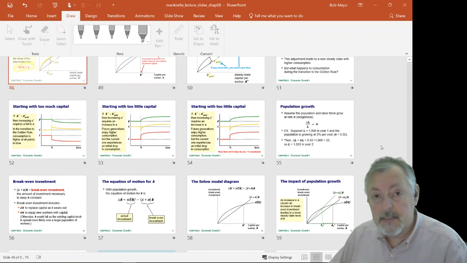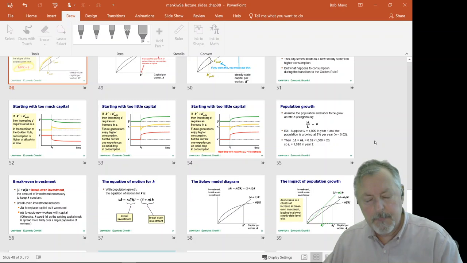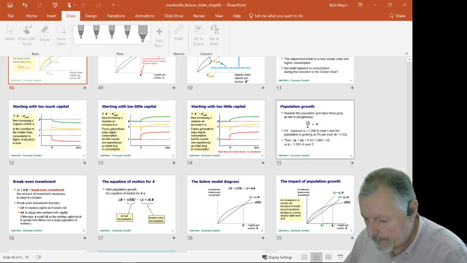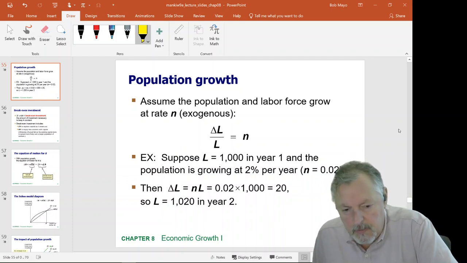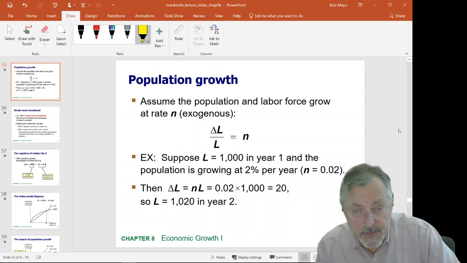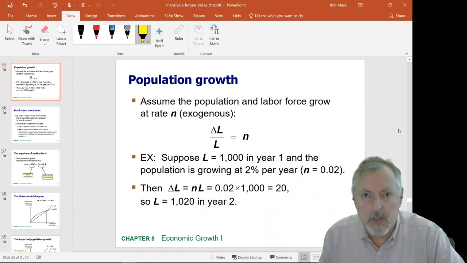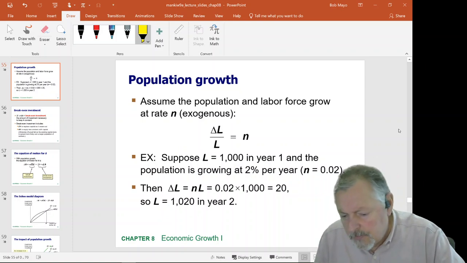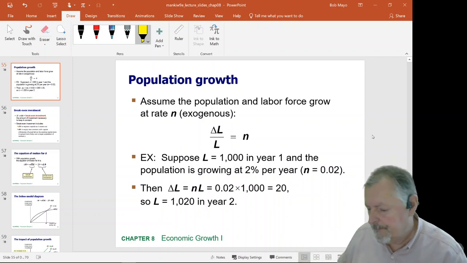Okay, next thing we add to the model is population growth. We're dividing through everything by L. Well, what happens if L gets bigger? If you have 100 units of capital and your population doubles, then capital per worker has fallen to half of what it used to be. So now we're allowing for population growth.